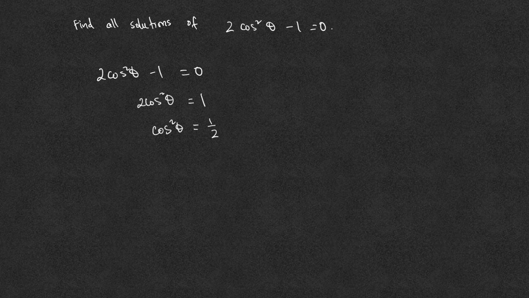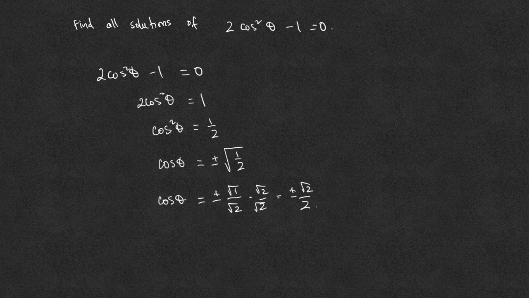We now have cosine squared of theta equals 1/2. To read the information from the unit circle, we would need to have cosine of theta, so we square root both sides of the equation to get cosine of theta equals plus or minus the square root of 1/2. Don't forget the plus or minus. We rationalize the denominator to get cosine of theta equals plus or minus the square root of 1 over the square root of 2, which is the same as plus or minus root 2 over 2.